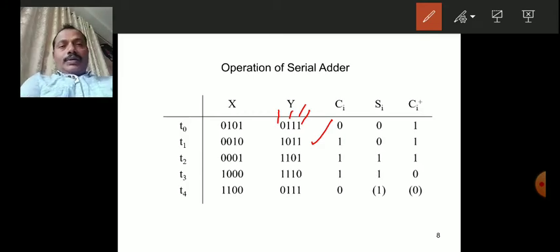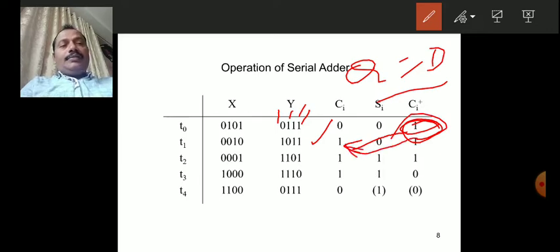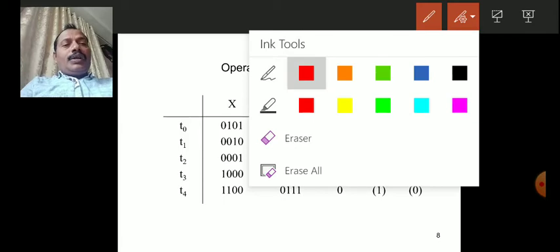Okay, now at time t1, not only that, the carry bit is also shifted after a delay. That means for the D flip-flop, Q equals D. Once the clock pulse comes, because its input is 1, that is shifted to the output. That output is the Ci. So in the previous diagram you can observe this.